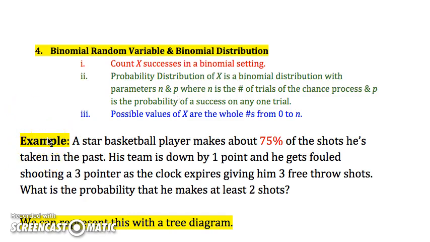A star basketball player makes about 75% of the shots he's taken in the past, so we'll use that as his probability of success. His team's down by 1 point and he gets fouled shooting a three-pointer as the clock expires, giving him 3 free throw shots. That means if he makes 2 or more, then his team wins. So what's the probability that he makes at least 2 shots? We can represent this with a tree diagram.